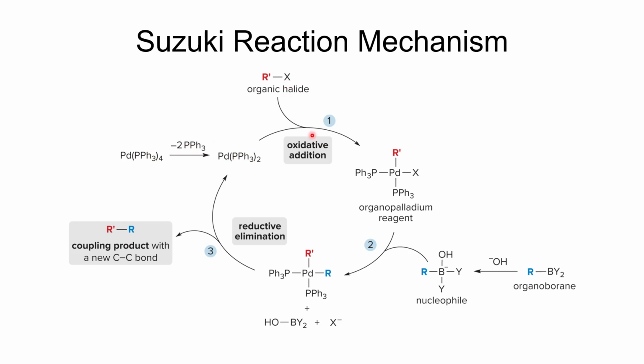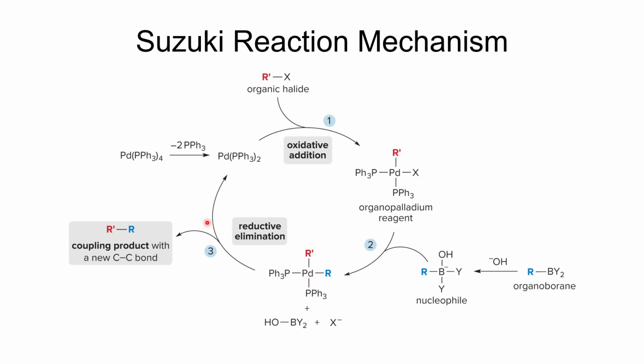We'll do the oxidative addition, so we'll get a new bond between our carbon and our halogen. New bond between our carbon and palladium and between the halogen and palladium. Then our nucleophile, which is our organoborane that reacts with hydroxide, will act as a nucleophile and will displace our halogen, and we'll get this particular reagent.